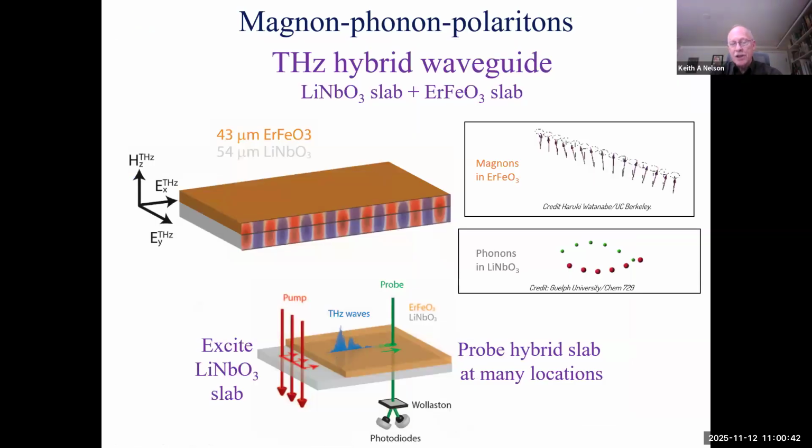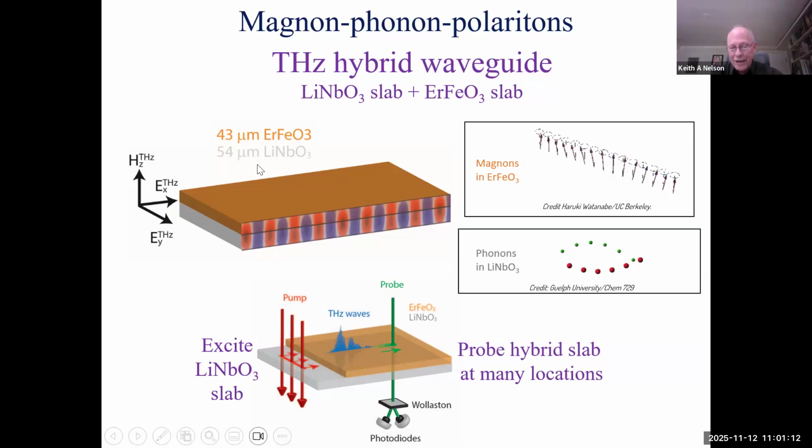Now I want to not just have a lithium niobate 50 micron thick planar waveguide. I want to take one of these orthoferrites and just stick it on top, and make a hybrid waveguide that consists of the two. So now it's going to be about 100 microns thick. It's still a terahertz waveguide, but now it has these two components, one of which hosts these magnon modes.